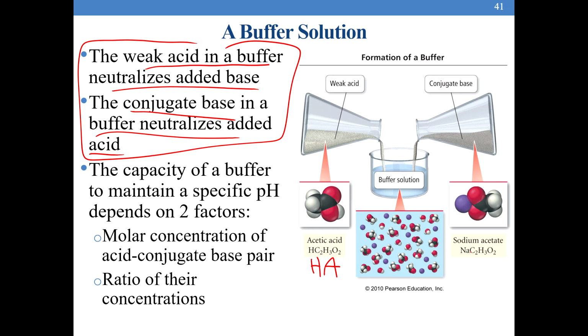Now the conjugate base in the lab isn't just the C2H3O2 minus, or the A minus. There is going to be some kind of cation bound to it, but that cation isn't doing anything, so we don't really care about it right now. And the concentrations of HA and A minus are important. The ratio of their concentrations is important for how well the buffer actually works at resisting pH change, and then what those actual concentrations are for this pair.